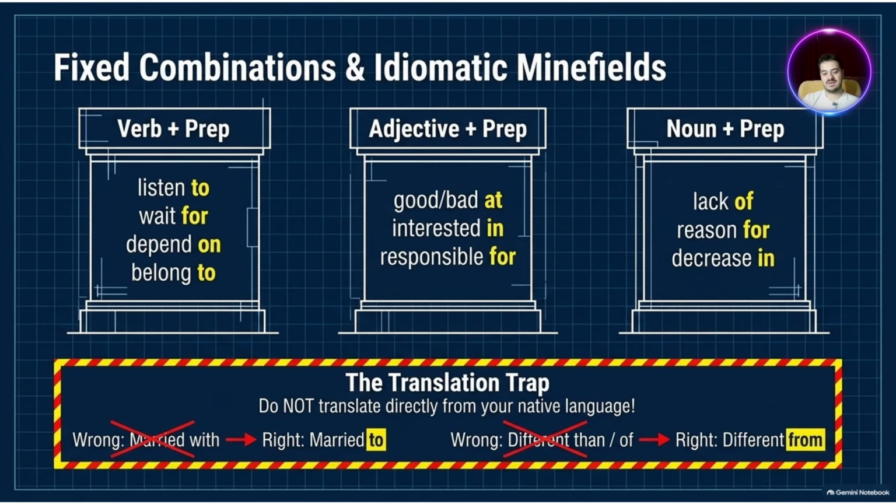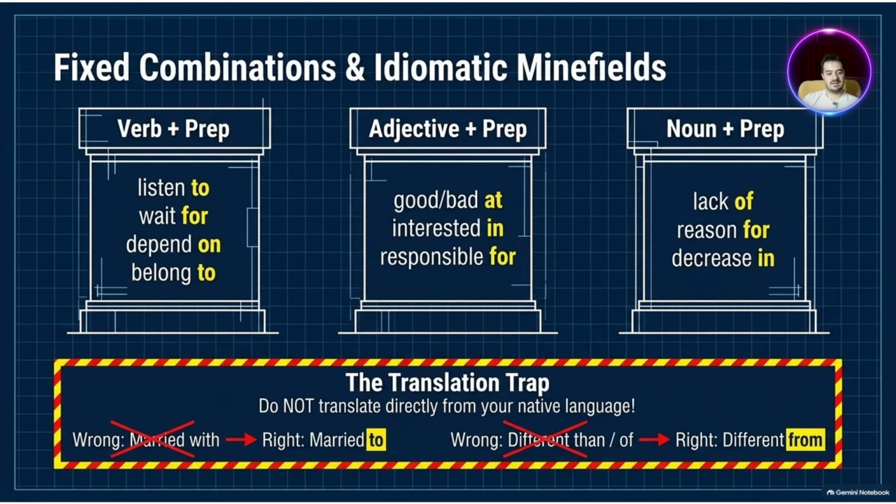We also have a translation trap. Make sure you never translate directly from your own native language into English when trying to translate prepositions, because they never work well. What you need to do is to learn the rules and laws of prepositions and just to learn how they work, because they might not be the same in other languages, including Persian language, Turkish language, Polish language, or any other language.